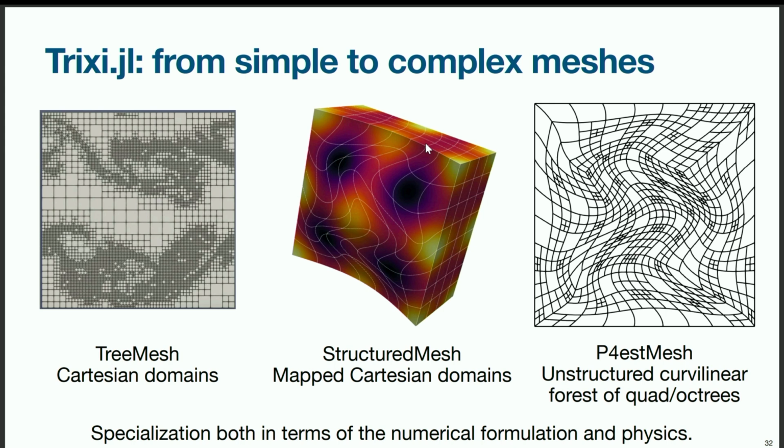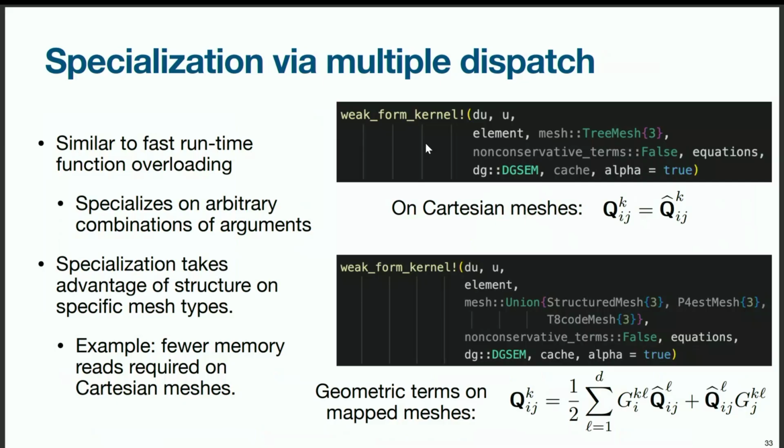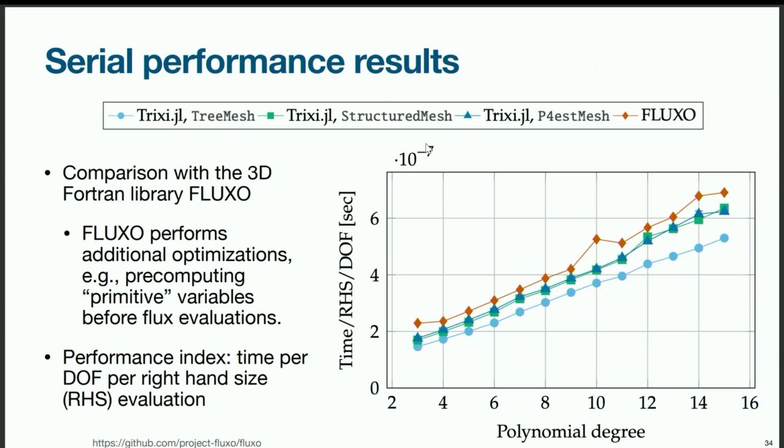Julia also specializes on the mesh type. It basically tries to take advantage of as much information as we have. You can see that we have 3 different types of meshes here that are mainly supported. There's a Cartesian domain, which is a tree mesh, basically a quad tree. You have a structured mesh, which is essentially a mapped Cartesian domain. And then you have a fully unstructured curved forest of quad and oct trees, which is this p4est mesh over here. These are increasing in complexity and also in computational cost. So we specialize on these based on the operations that we can eliminate completely for the simpler meshes.